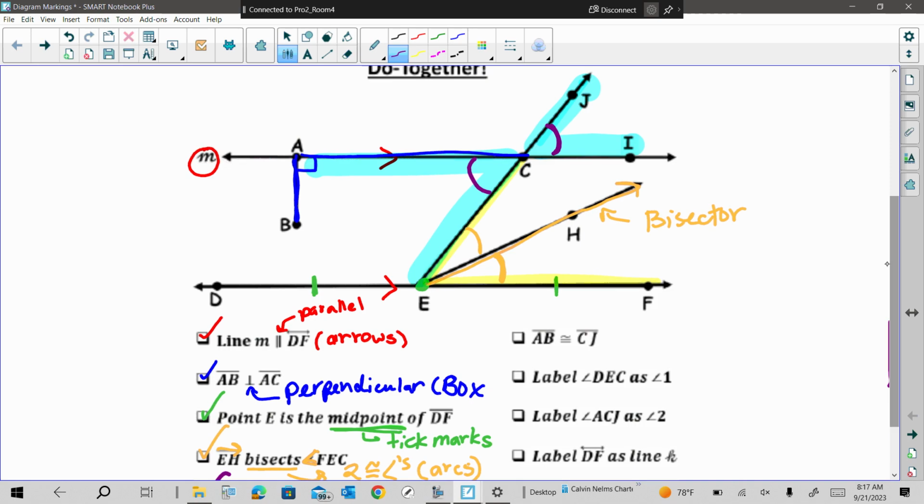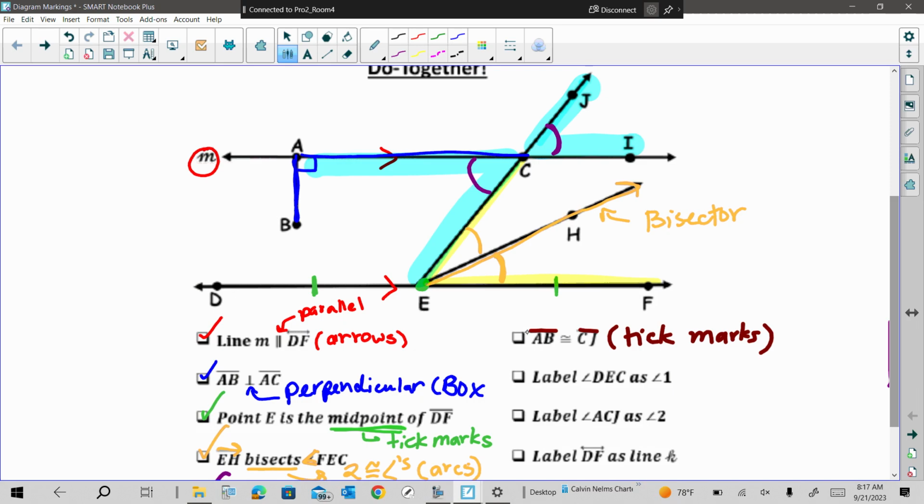Now on this next statement, this is saying segment, and I'm going to go burgundy or maroon here. Segment AB is congruent. Y'all remember that symbol showing congruent? Since we have congruent segments, we need tick marks to show congruent segments, to show that symbol.